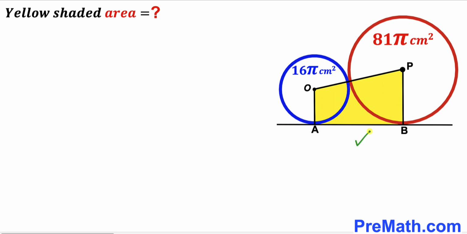We have these two circles of different dimensions tangent to each other, as you can see in this given diagram, such that the center for this red circle is P, and the area of this red circle has been given to us as 81π cm², whereas the center for this blue circle is O, and its area has been given to us as 16π cm². Moreover, points A and B are the points of tangency. Our task is to calculate the area of this yellow shaded region, this area and this area combined.